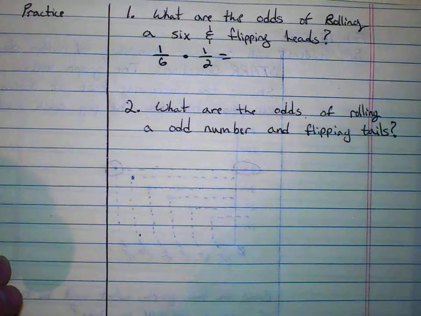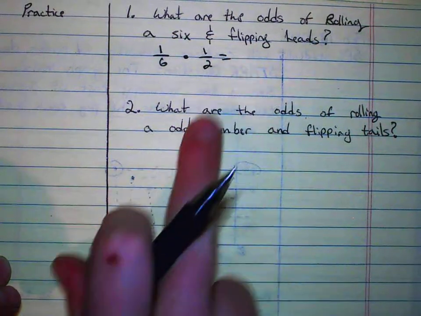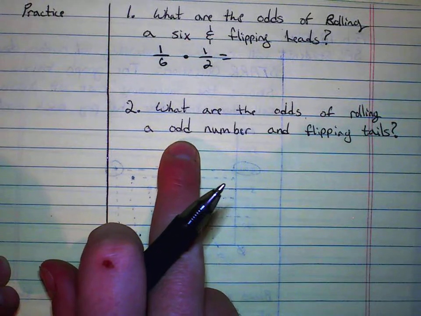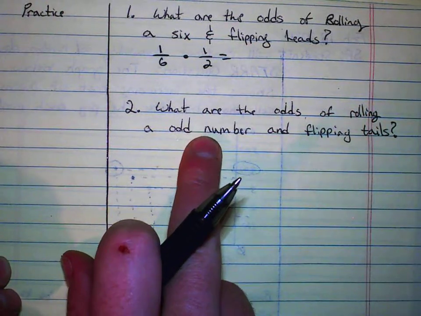On number 2, what are the odds of rolling an odd number and flipping tails? Finish this one and do number 2 on your own. Once you finish number 2, you can ask for your before you leave.